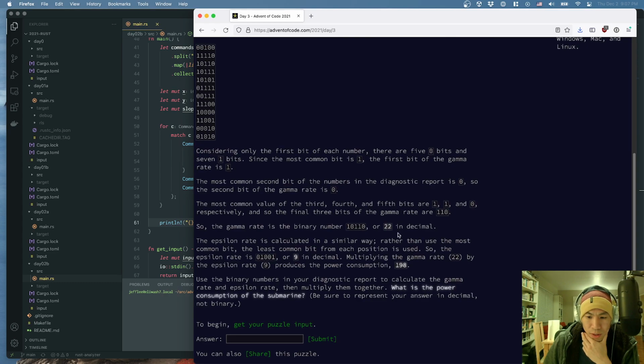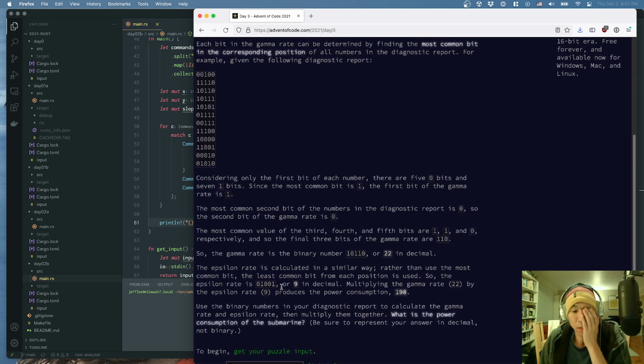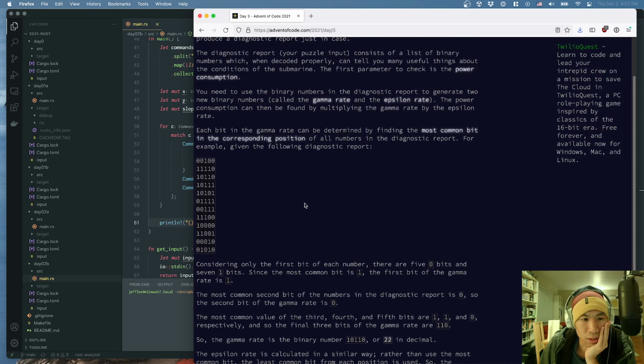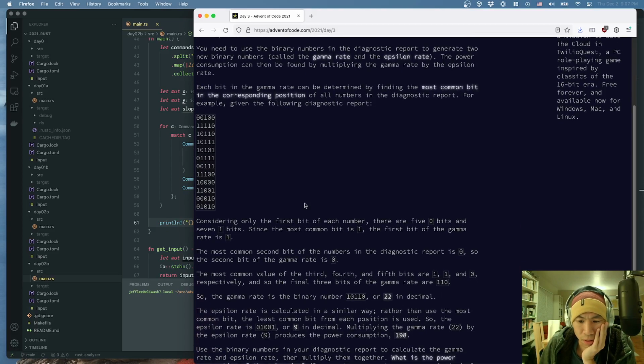Okay. Use the binary numbers in your diagnostic report to calculate the gamma rate and epsilon rate, and then multiply them together. What is the power consumption of the submarine? Be sure to represent your answer in decimal, not binary. Okay, let me think here. Are they doing big endian or little endian?